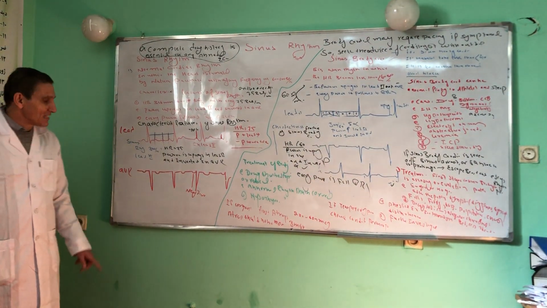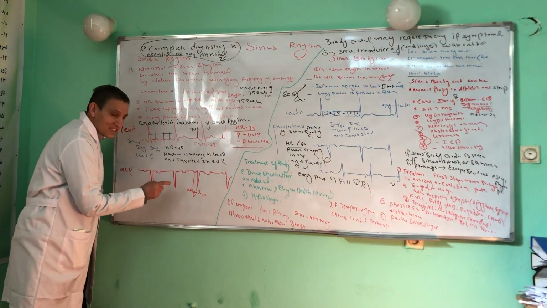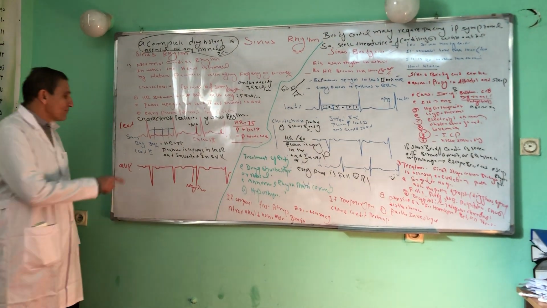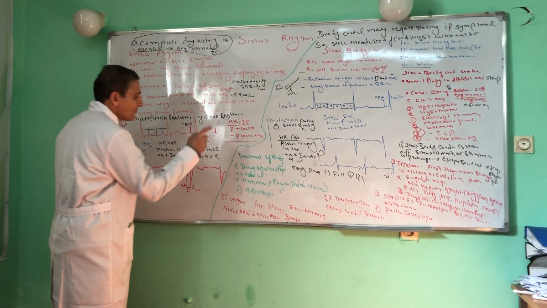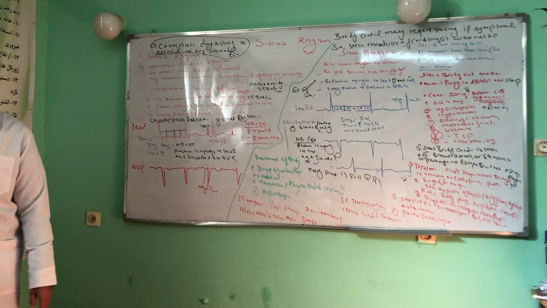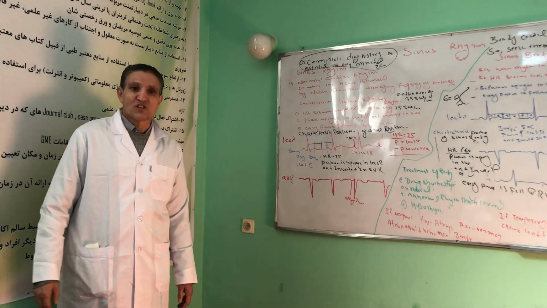The second, the P wave is upright in lead 2 and inverted in lead aVR. And every P wave should be followed by a QRS complex. P wave, QRS complex, P wave, QRS complex, P wave, QRS complex. This is the characteristic feature of those people who have normal sinus rhythm.